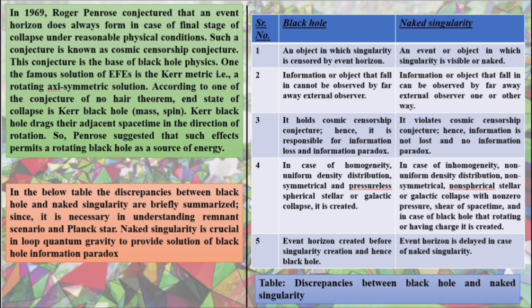that an event horizon does always form in the final stage of collapse under reasonable physical conditions. Such a conjecture is known as the cosmic censorship conjecture. This conjecture is the base of black hole physics.